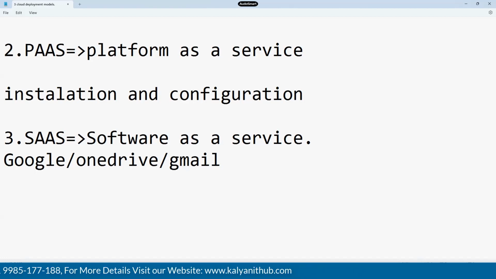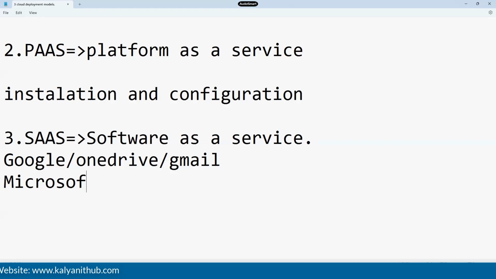So in the backend, who is managing it? Microsoft. Coming to Google, when you upload a document in Google Drive and share it with others, who is managing the background? Google. Am I right? Got it? Next, another example is Microsoft 365. Microsoft 365 is a big product and a best example of software as a service.